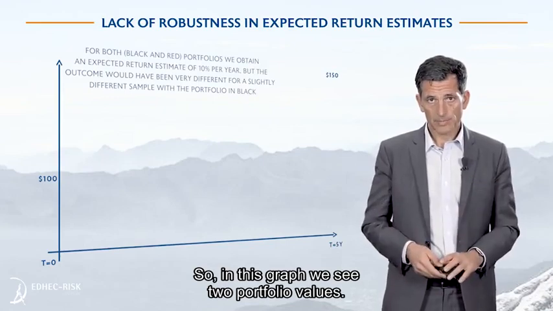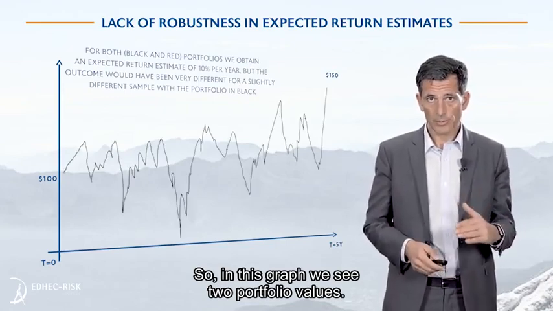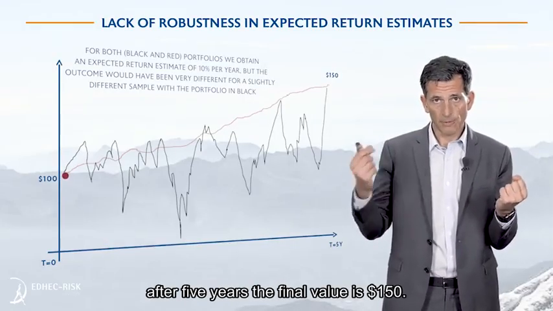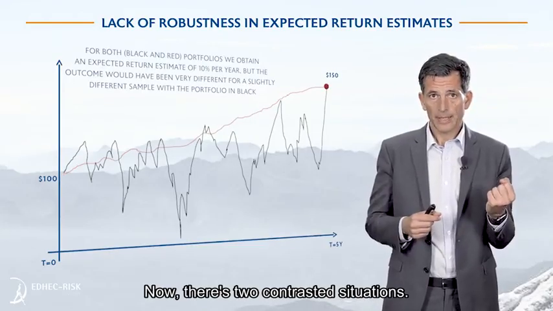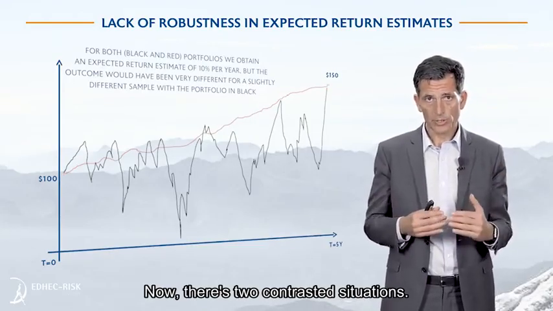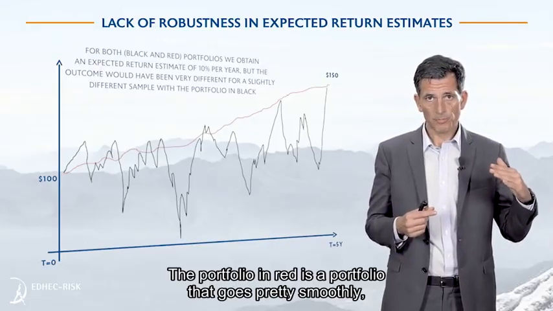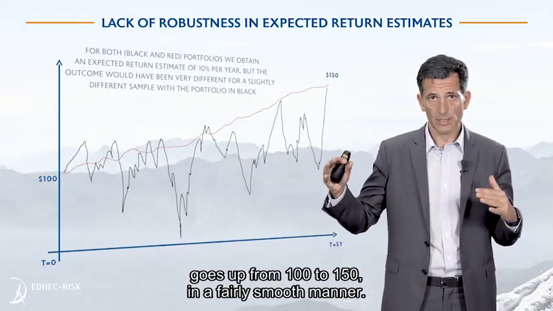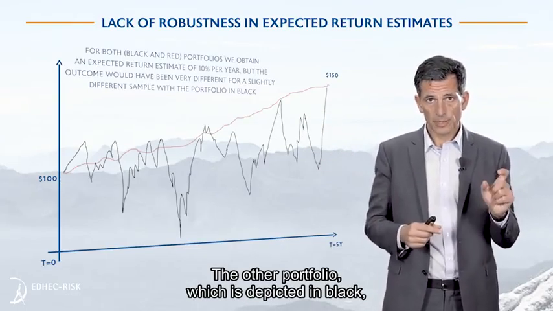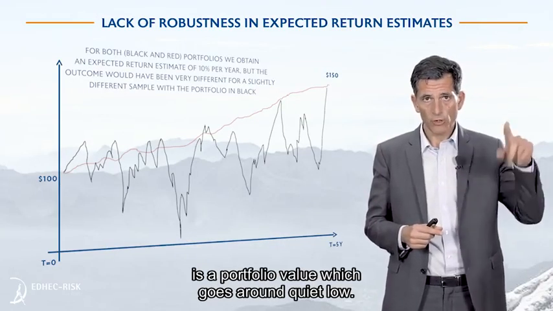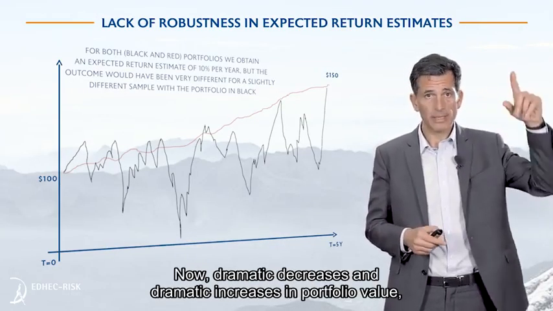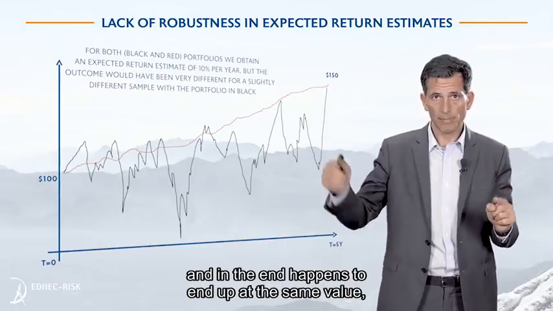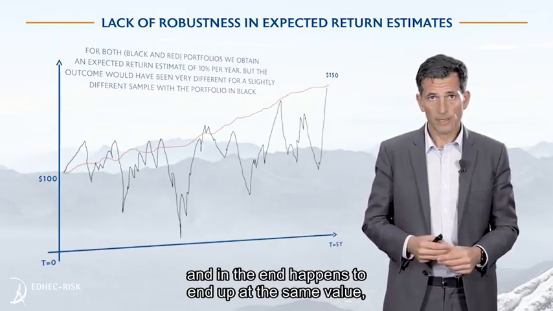So in this graph, we see two portfolio values. In both cases, the portfolio starts at $100, and after 5 years, the final value is $150. Now, there are two contrasted situations. The portfolio in red goes up from 100 to 150 in a fairly smooth manner. The other portfolio, depicted in black, is a portfolio value which goes around quite a lot, with dramatic decreases and dramatic increases, and in the end happens to end up at the same value, which is $150.